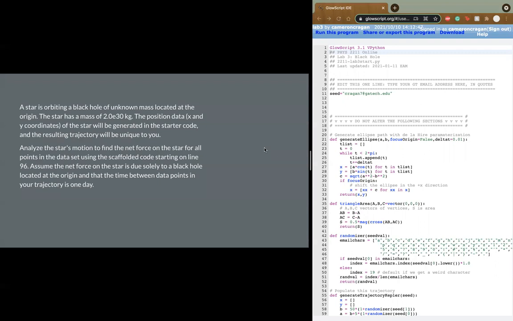Then the next step was to analyze the star's motion to find the net force of the star for all points in the data set using the scaffolding code starting on line 96. Assume the net force of the star is due solely to the black hole located at the origin and that the time between data points in your trajectory is 1 day.